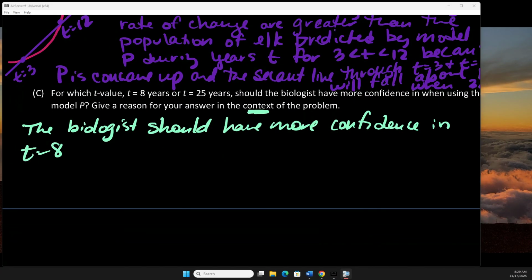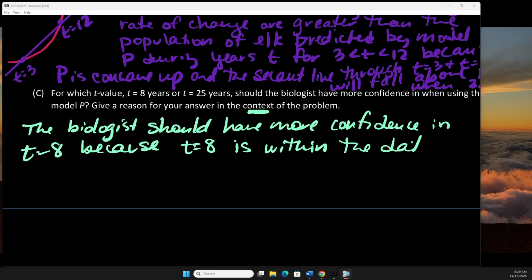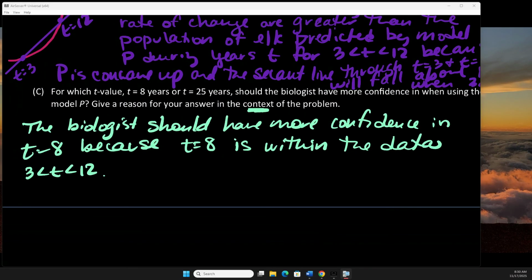in T equals 8 because T equals 8 falls within 3 is less than t is less than 12. T equals 25 is outside the data.